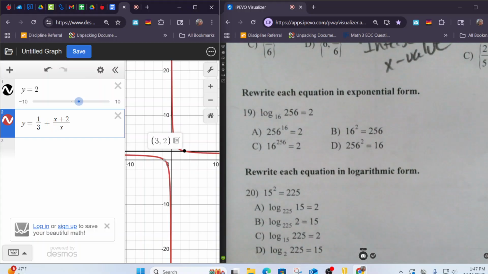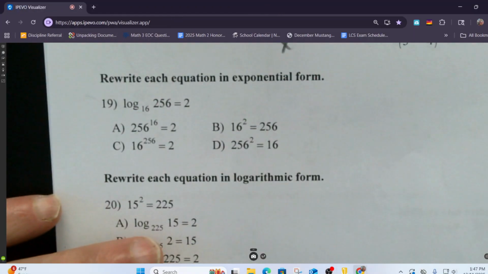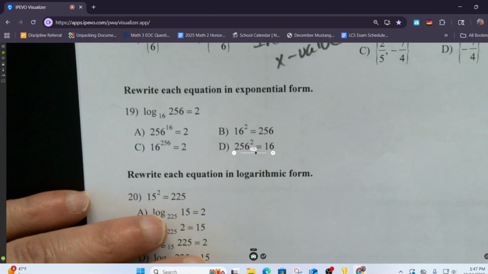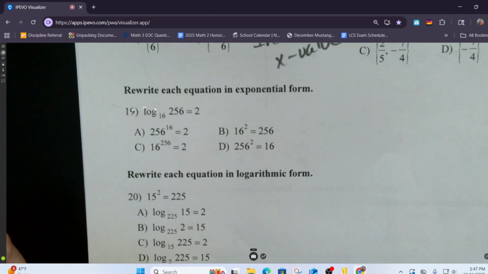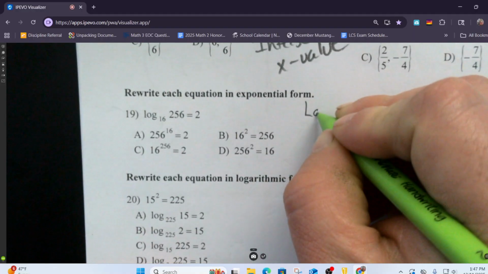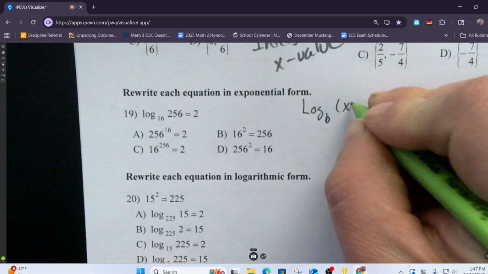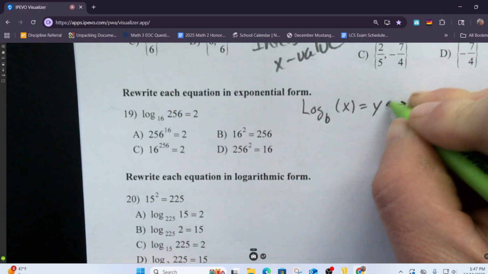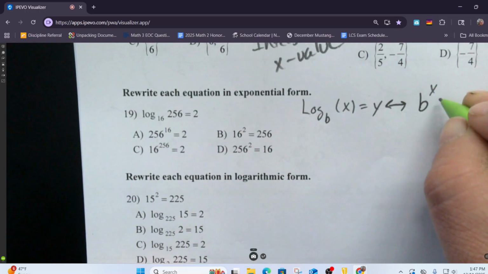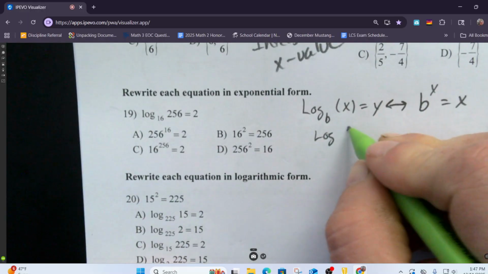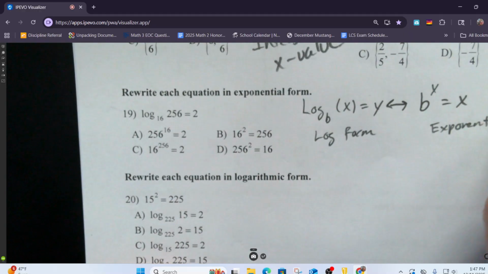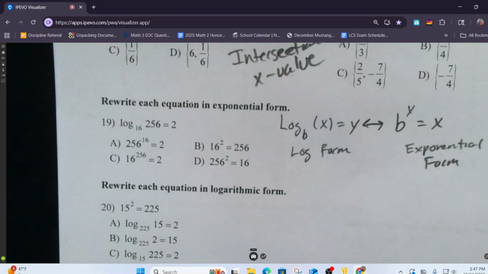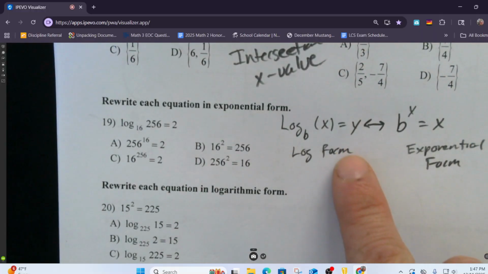This is going back a little bit. Now this is not a Desmos question. You're rewriting this in exponential form. All right, so going back to the log unit, I'd probably write this down. Now remember, this goes both ways. This is your conversion, right? You're just converting it.